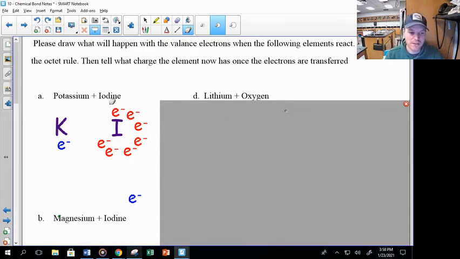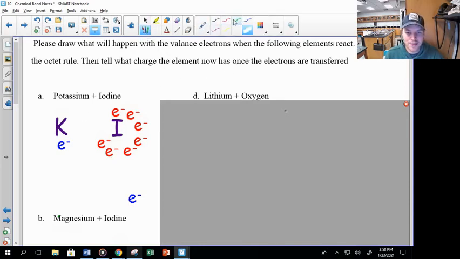So just to give a simple drawing, I put a K for potassium and drew 1 electron around it. An I for iodine, I drew 7 electrons around it. So what is going to happen? This question is asking me to draw what will happen with the valence electrons when the following elements react, then tell what the charge of the element is once the electrons are transferred.